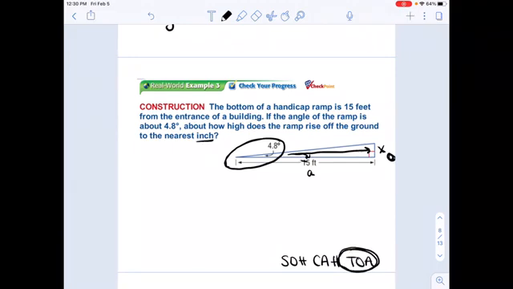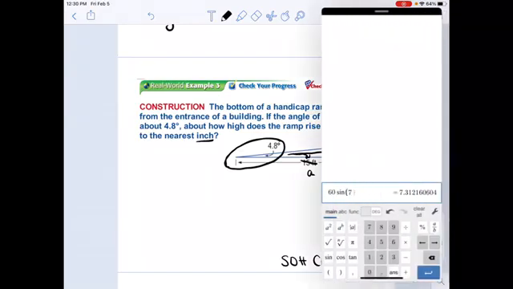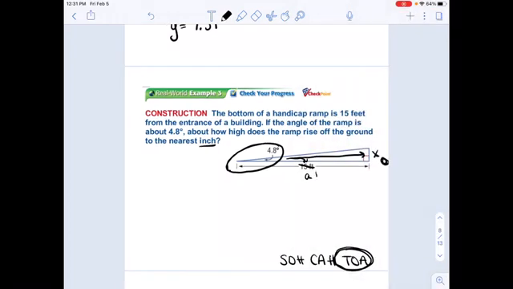Now, really quick, I do want to point out this also wants to the nearest inch, so I should take 15 times 12 to go ahead and switch it into inches. So this is 180 inches.